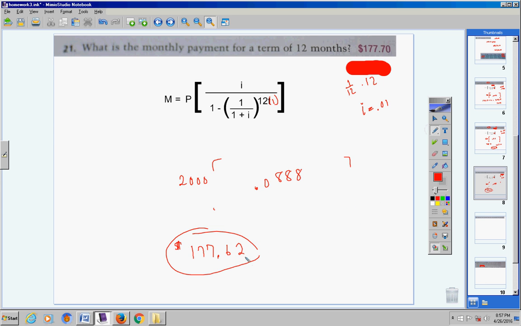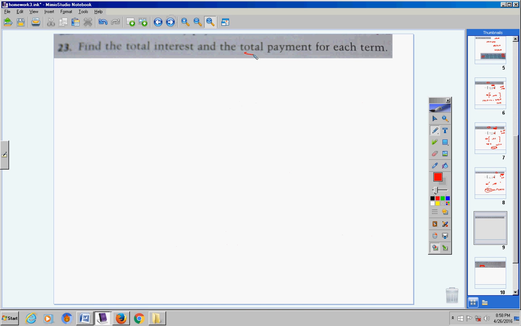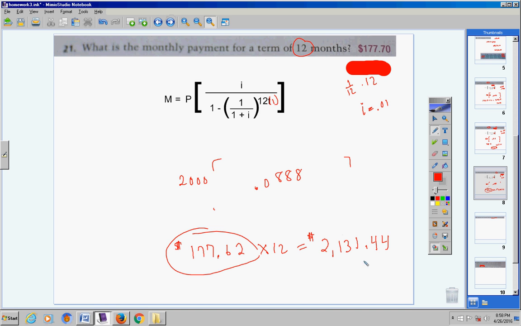Let's go ahead and find the total payment and the total interest. So there's my monthly payment, right? Multiply it by 12 because we're making this payment for 12 months. And we're going to get this, $2,131.44. That's your total payment. So look at number 23. Number 23 says find the total payment. So there's my total payment.